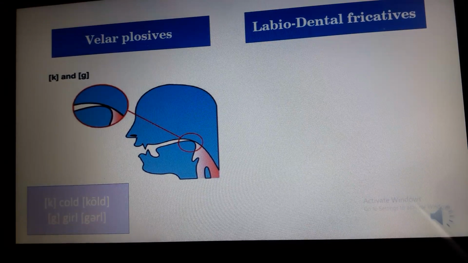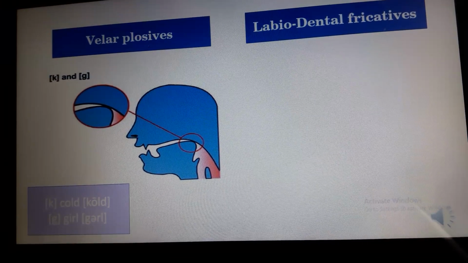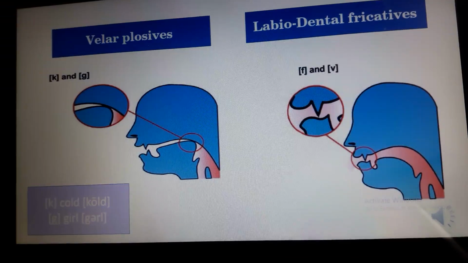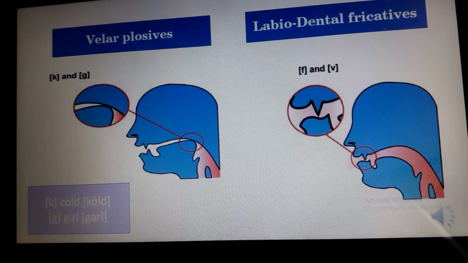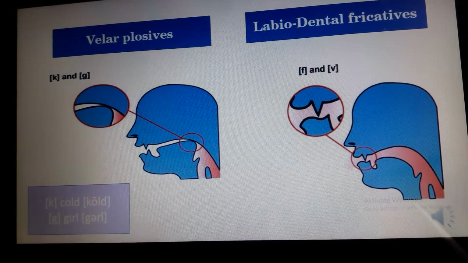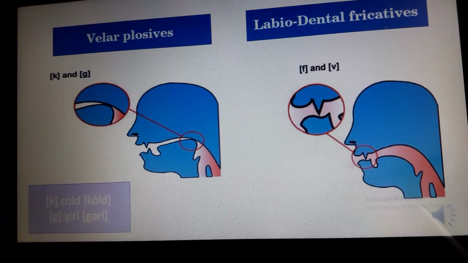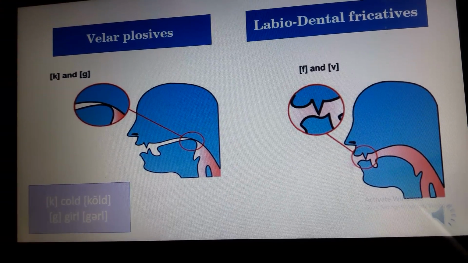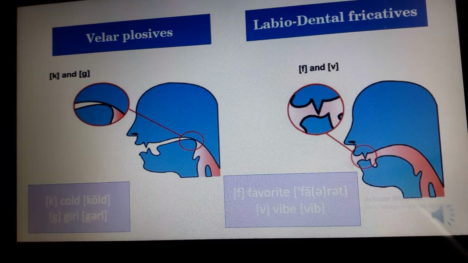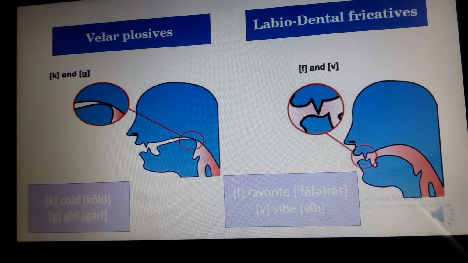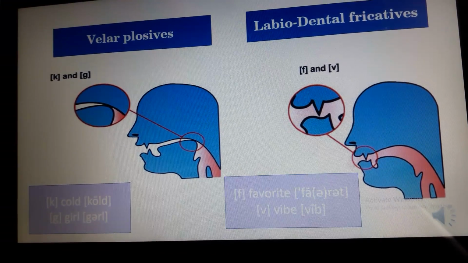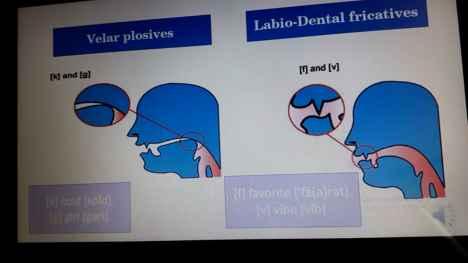And the next one is labiodental fricative. The consonants are F and V. The lower lip is very close to the edge of the upper front teeth, thus forming an incomplete obstruction. And the example of consonant F is favorite. And the example of consonant V is fight.